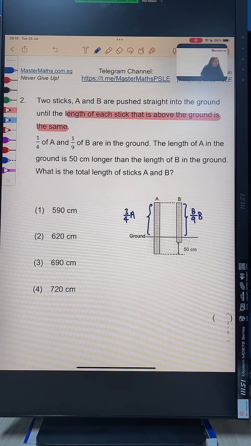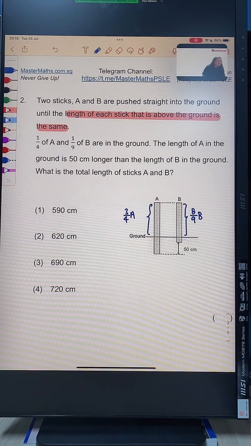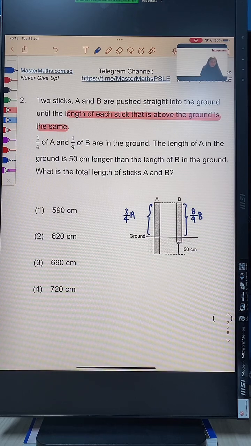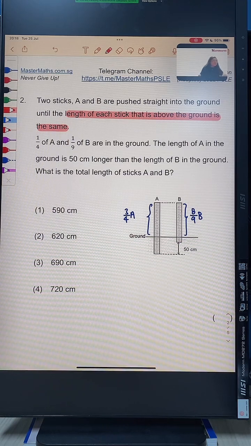Okay, it's 8:18 now. Shall we go on? Very good, Rahman. You're right. 3 out of 4A and 8 out of 9B, they are going to be equal. Okay, because only parts of the sticks are equal, we have to make the what the same. What do you guys think? Do we make the numerators or make the denominators the same? Can you type it in the chat for me? What do we think?